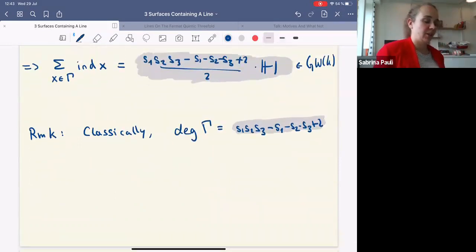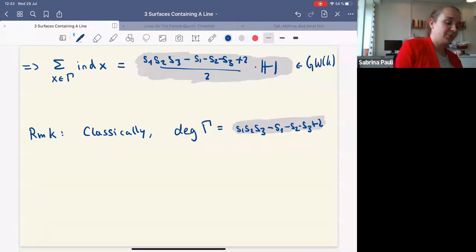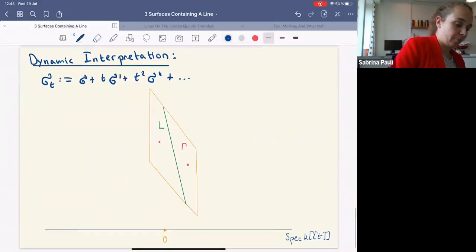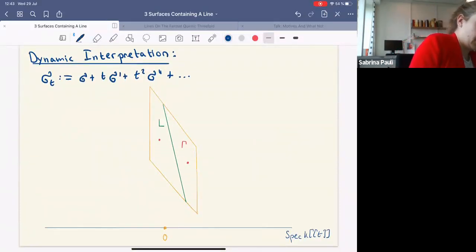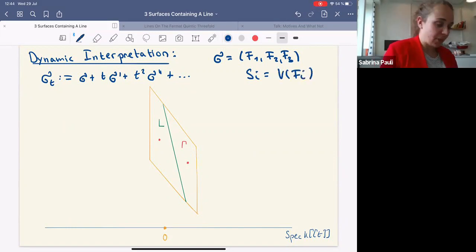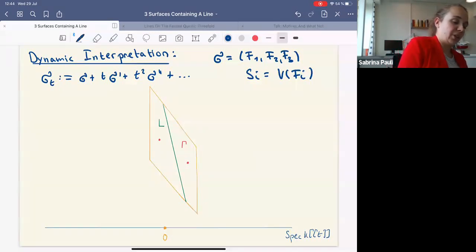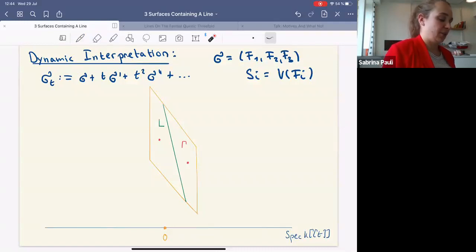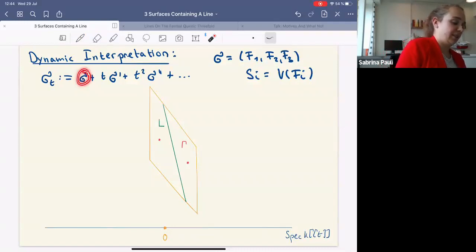Okay, but now I want to give you a more geometric picture of what is happening here. So I prepared a picture. Let sigma be the section defined by F1, F2, F3, where our surfaces were just the vanishing locus of the Fi. Then we knew that there was an excess intersection. Now there's a dynamic interpretation of this excess intersection. I can take this section and deform it like this. So I add t times some other section plus t squared times some other section, and so on and so forth.